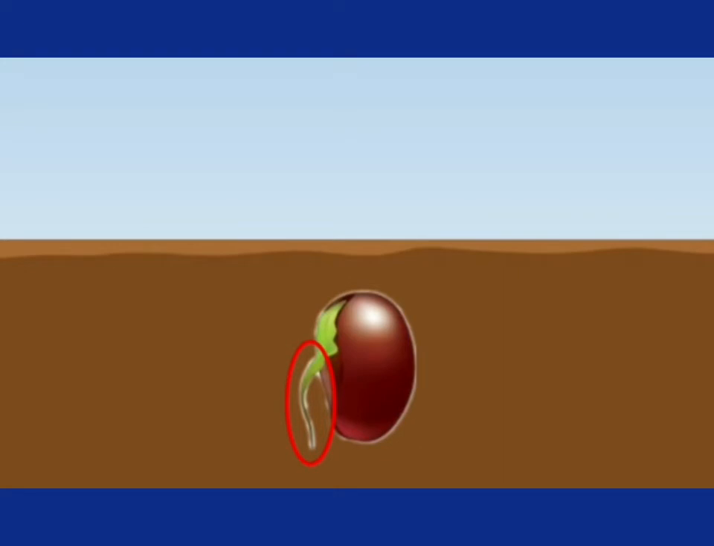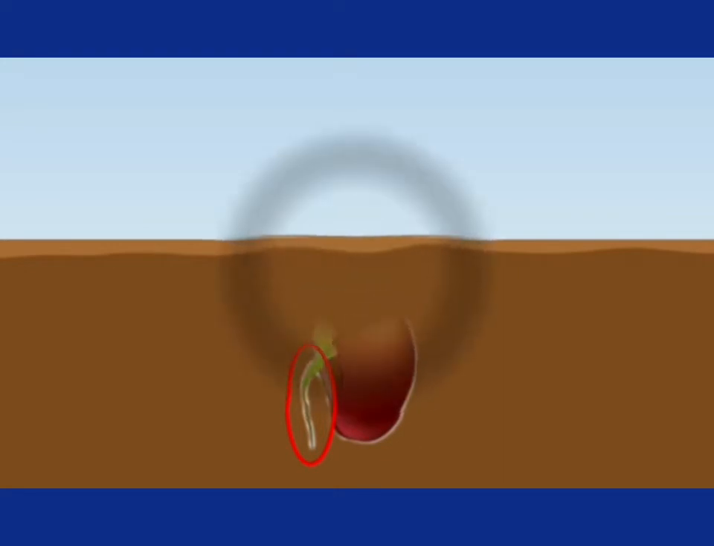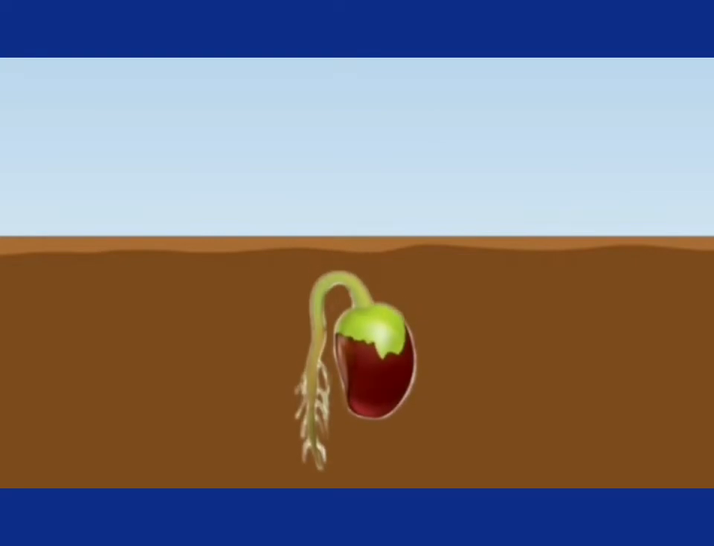And children, the tiny root grows downwards. Yes, this root part grows downwards. Downwards means niche ki taraf.